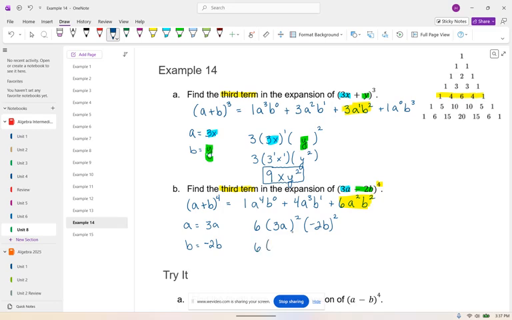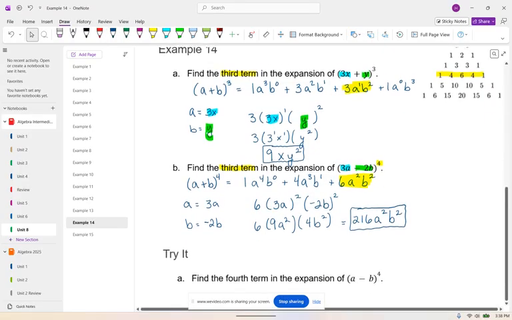Let's go through and simplify. We'll have 6, and then (3a) squared would be 3 squared, 3 squared is 9, a squared. And then (negative 2) squared is negative 2 times negative 2, which is 4, for b squared. Now we're going to multiply through the 6 times 9 times 4, and I can use Desmos to do that. That's going to give us 216. And then we'll have a squared, b squared. That's going to be the third term in that expansion.